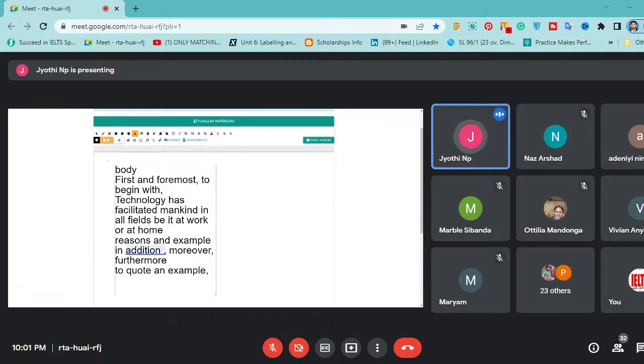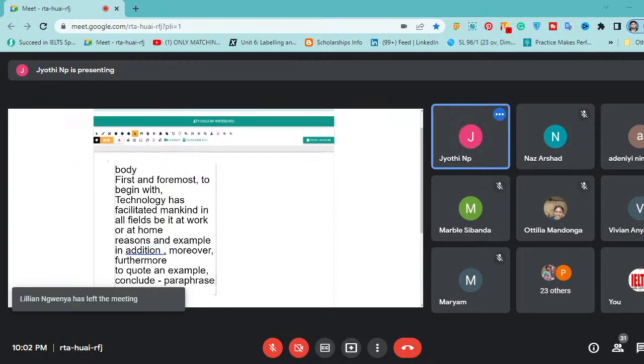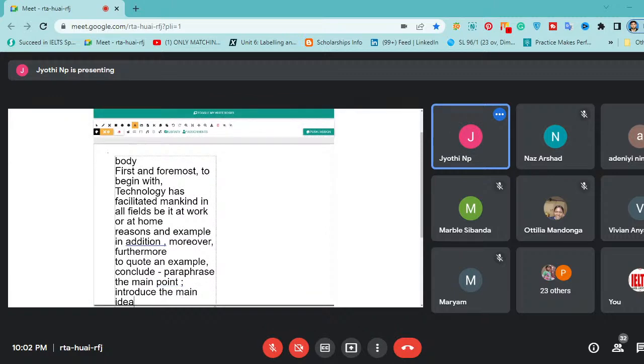And then after that, you're going to conclude the paragraph by just paraphrasing the main point. And for the connectivity, to show that you're starting the second body paragraph, introduce the main idea of the second body.